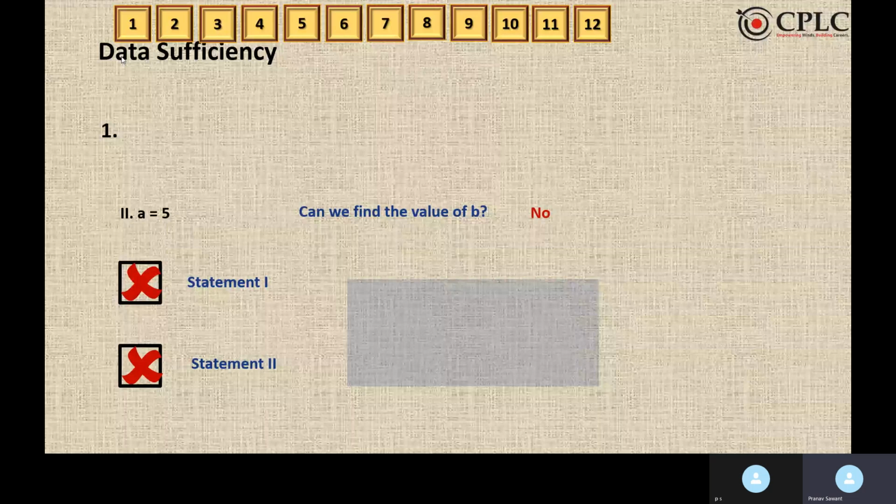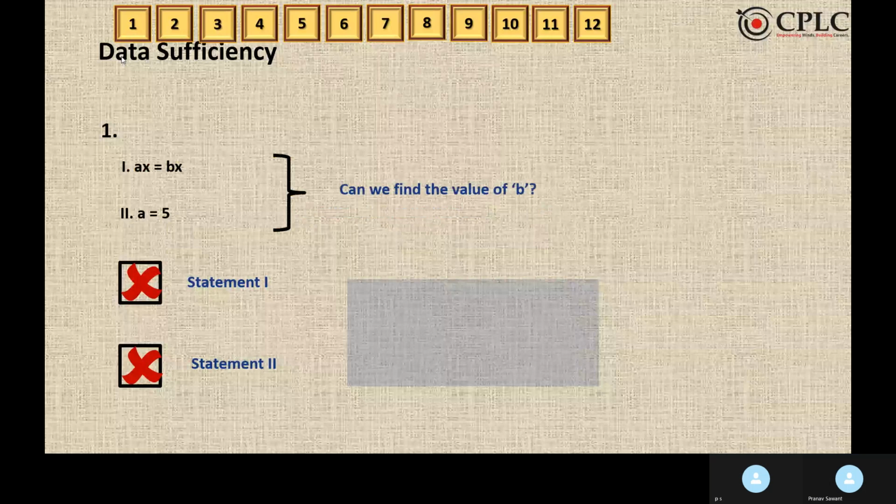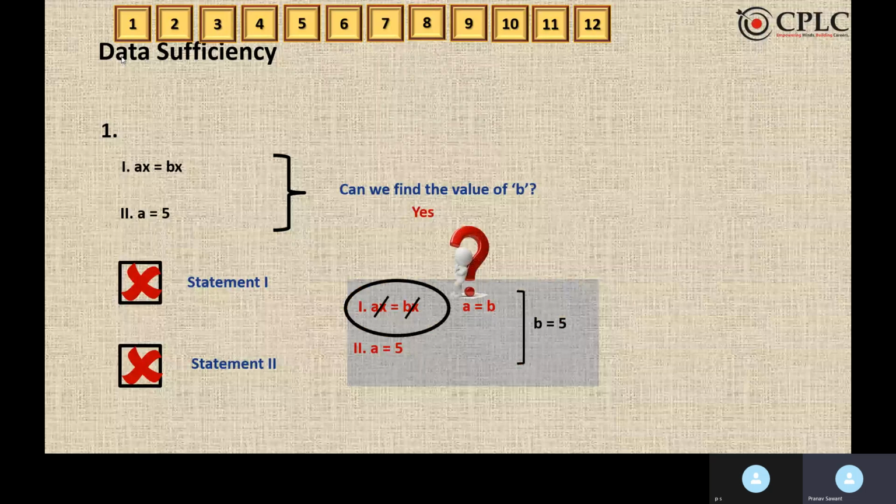Lastly, we'll combine both the statements. After combining both the statements, X and X will get cancelled. I'll get A is equal to B and the value of A is given to us, that is 5. So B will also be 5. Hence we can answer the question, right? But be careful. We actually cannot answer this question because what if the value of X is 0? If the value of X is 0, then it will turn everything to 0.